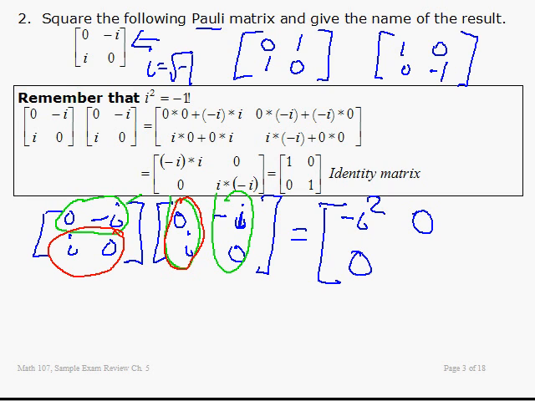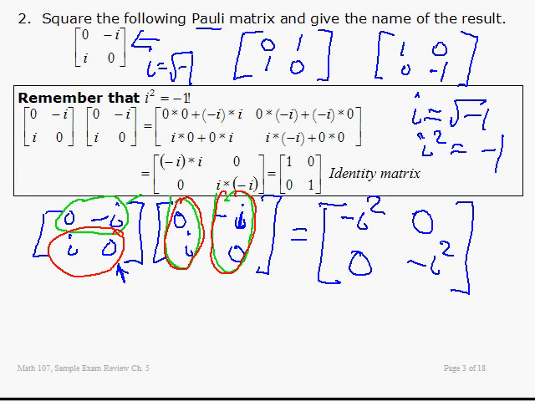Then I take that second row again, this row right here, and I go against the second column. i times -i is -i squared, and then 0 times 0 is 0. So here I have -i squared again. Now you don't leave it like this, you go ahead and evaluate it. Remember that i is the square root of -1. i squared is -1. So substituting that, you have negative of a -1 is +1, and then again another 1.